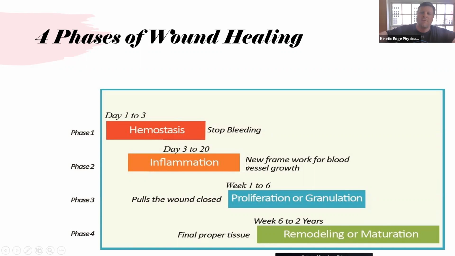And so if we take an anti-inflammatory, proliferation and full maturation is not going to occur as effectively as it would if the process can continue.